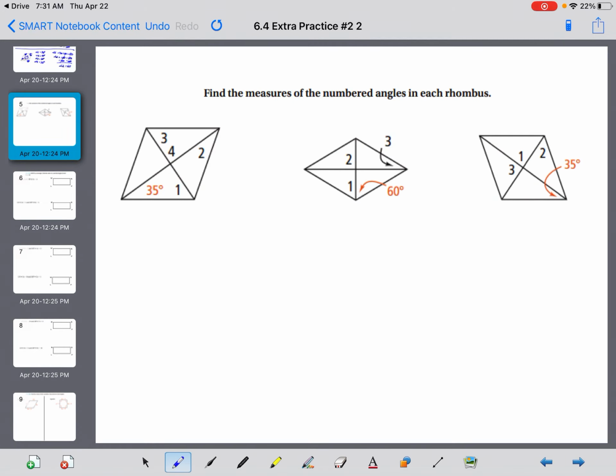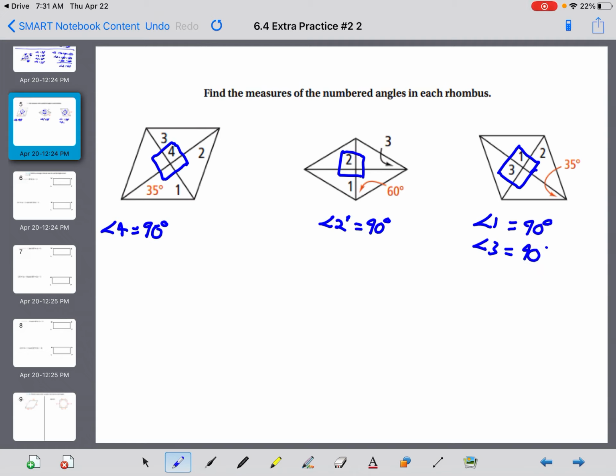Same thing here, we're going to continue to find the measures of these interior angles, and if you put your boxes in the center, you're going to find some right away. Okay, so in this case, angle 4 we know is 90. We know angle 2 in this case is 90. And we know angles 1 and angle 3 are both 90 degrees in this example.